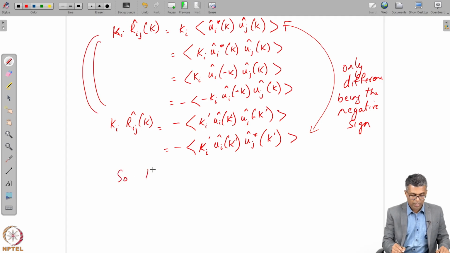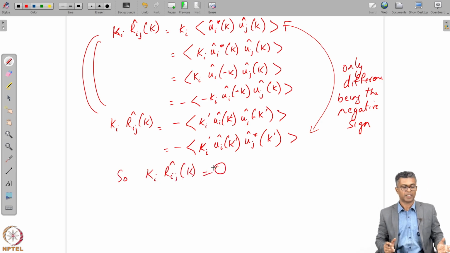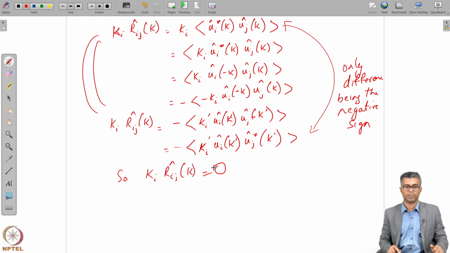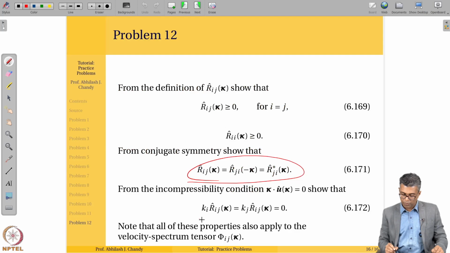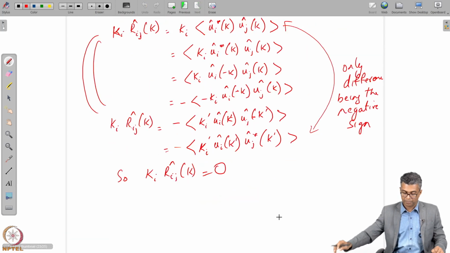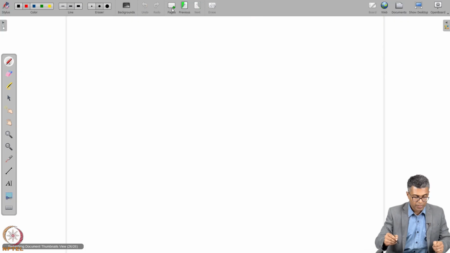So kappa i rij hat of kappa is equal to 0. That's it. That's the only way it can be 0. That is what we proved here. Okay. Now we just proved that the first term part is equal to 0. The second term can be proved similarly.